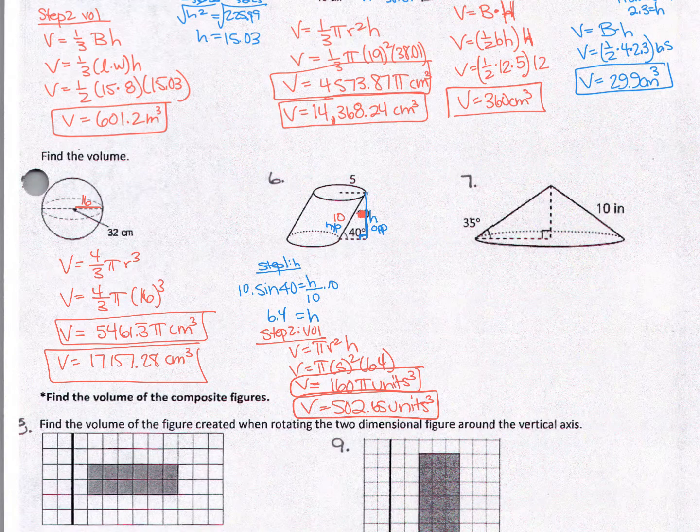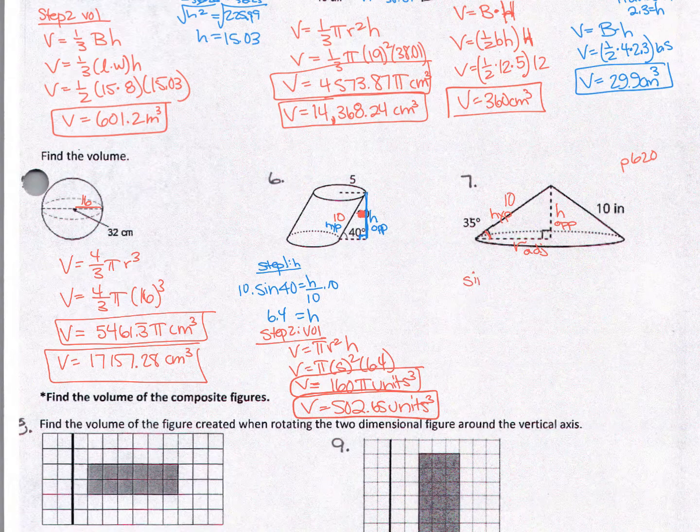So this next problem, we did something similar to this on page 620 of our book. This problem, I don't know the height of my cone, nor do I know the radius. So I'm going to use my trig skills to help me find both, because I know this angle is 35, and h is the side opposite, r is my side adjacent, and the hypotenuse is the 10. So step 1 is to find either the height or the radius. So let's go ahead and find the height.